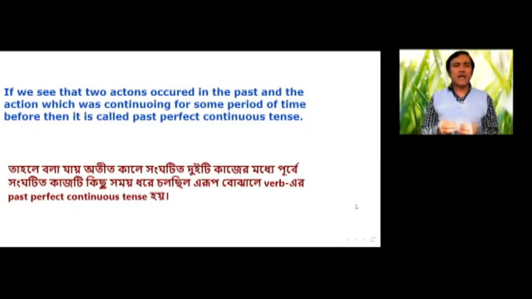If we see that two actions occurred in the past and the action which was continuing for some period of time before that, it is called past perfect continuous tense.